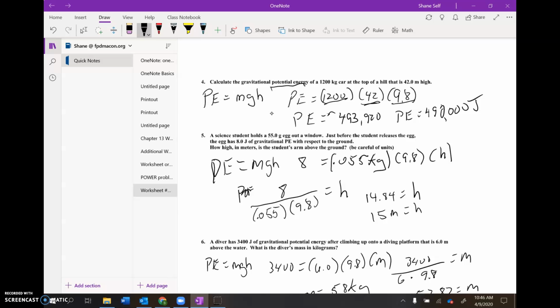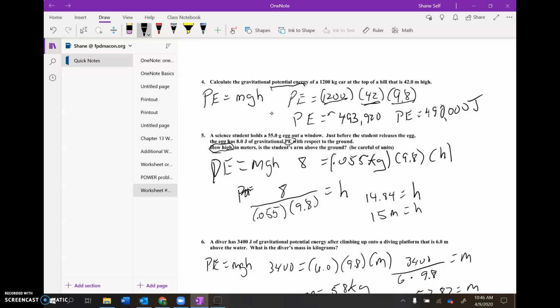Number 5, a science student holds a 55-gram egg out of a window just before the student releases the egg. The egg has 8 joules of gravitational potential energy with respect to the ground. How high in meters is the student's arm above the ground? Be careful of units. How do we do word problems? What are they asking? How high? They're asking for the height.